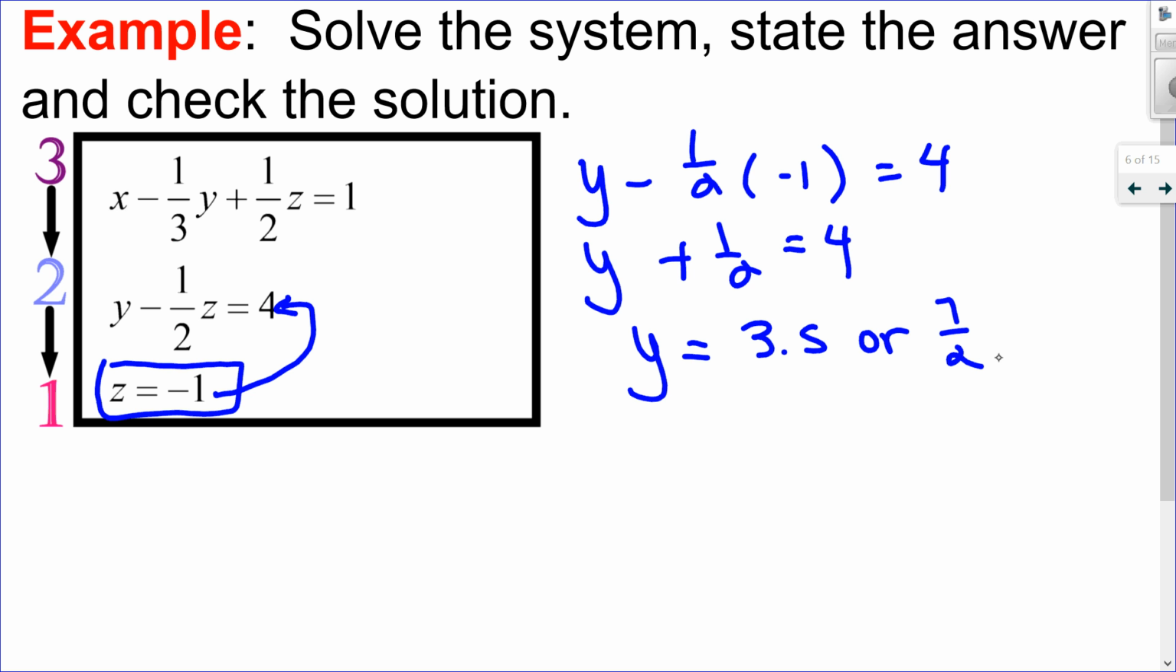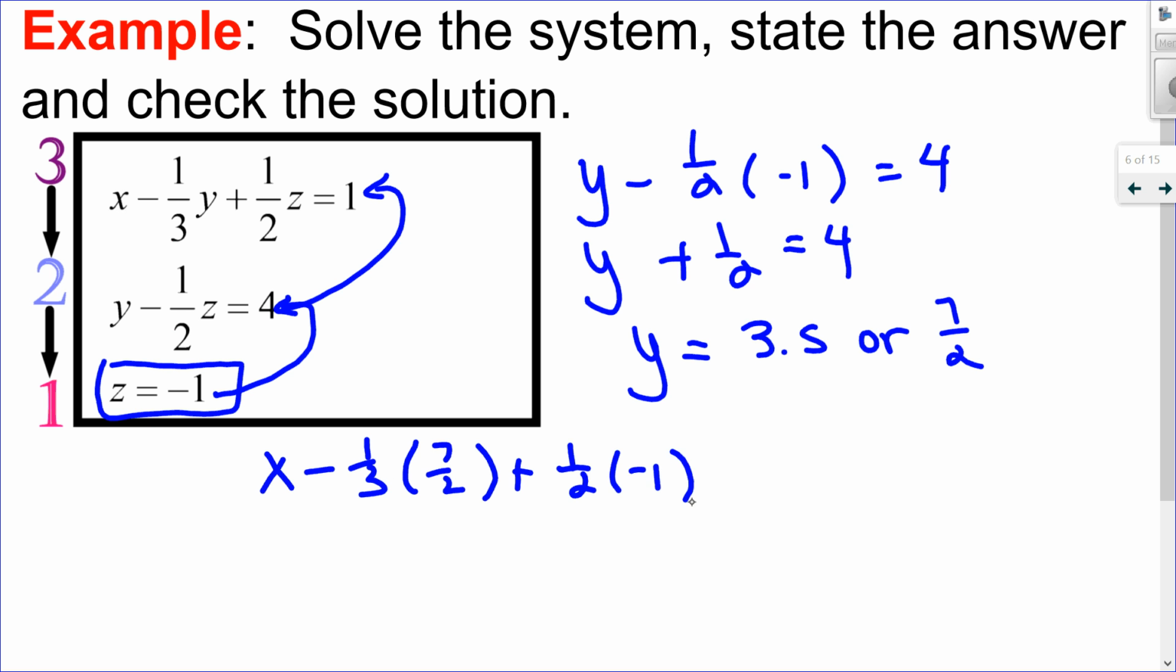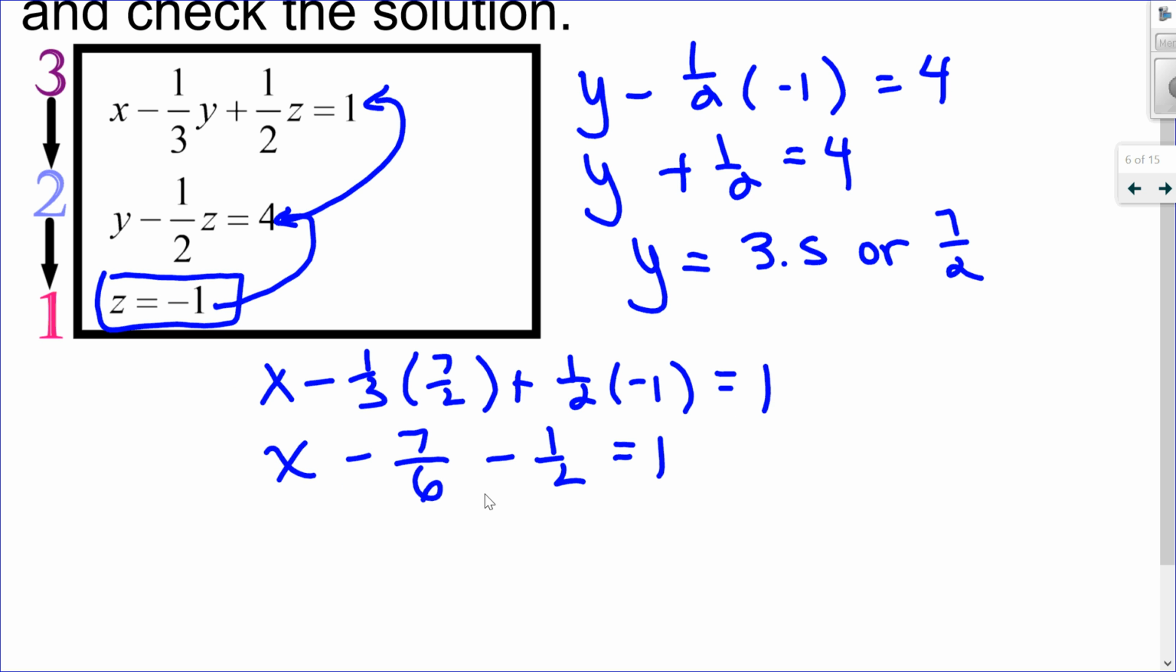And then I'm going to take x and y together and back substitute here to figure out what x is. So I have x minus 1/3 of y plus 1/2 of z equals 1. So x minus 7/6 minus 1/2 equals 1. So we're going to go ahead and solve this. So x minus, well, 7/6 take away 3/6 using a common denominator is really 10/6 equals 1.